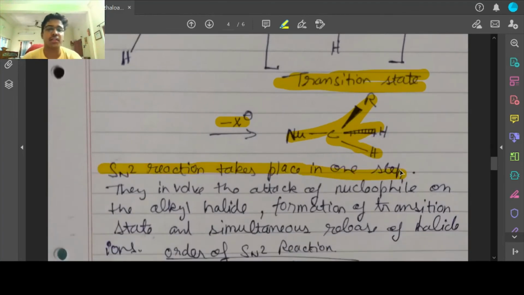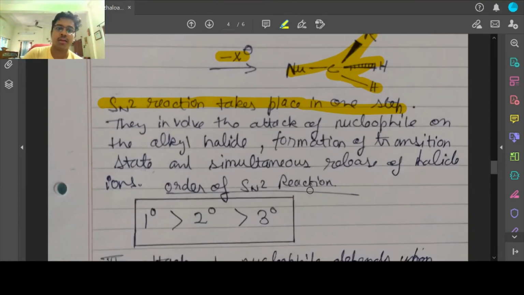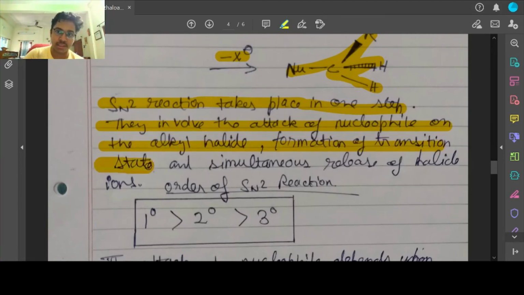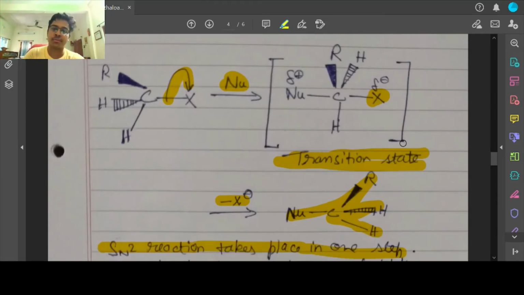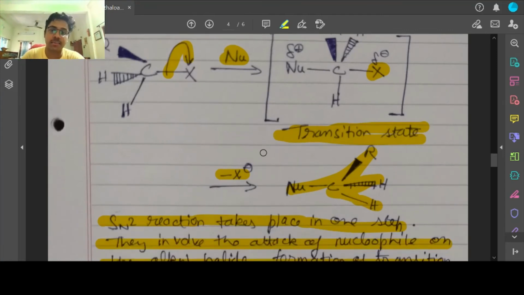If you are asked to differentiate between SN1 and SN2, the first point of difference is that SN1 reaction takes place in two steps, SN2 reaction takes place in one step. They involve the attack of nucleophile on the alkyl halide, formation of transition state, and simultaneous release of halide ions. The entire process, this breaking of bond, attack of nucleophile, formation of transition state, removal of halogen, takes place in a single step and not in multiple steps.